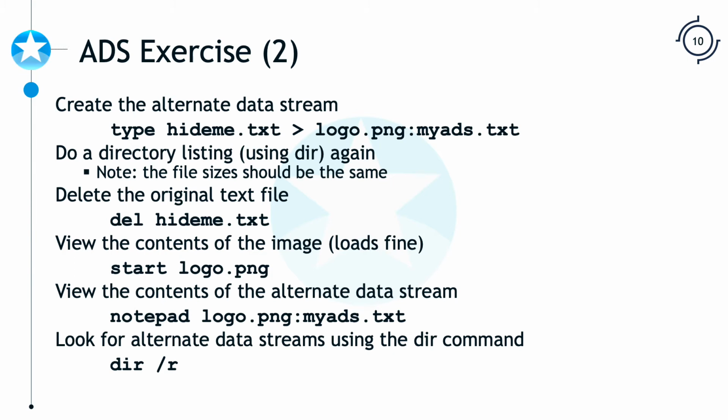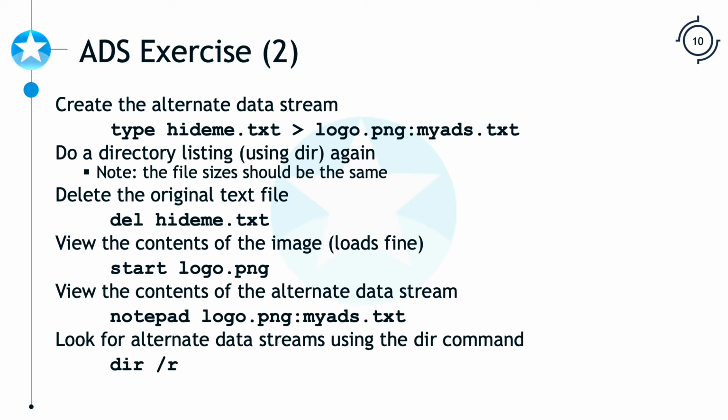Now let's create this alternate data stream. What we're going to do is type the hideme.txt, get the contents of that file, and now redirect it. What's interesting is look at this redirection. We're using the greater than to output to a file. We're using logo.png, our initial image here, colon myads.txt. The colon followed by the additional text, that is the alternate data stream. So we're writing the contents of hideme.txt into an alternate data stream on logo.png.